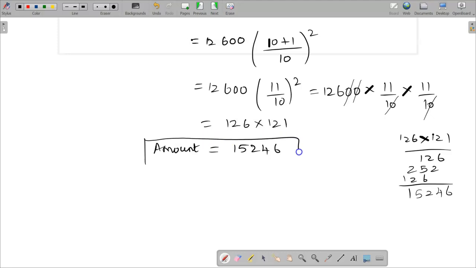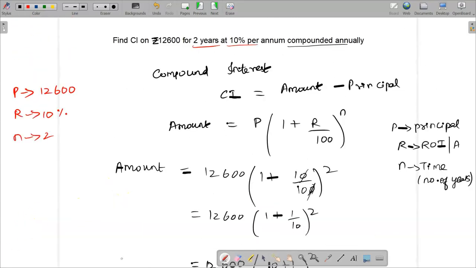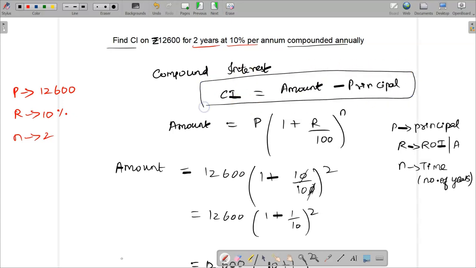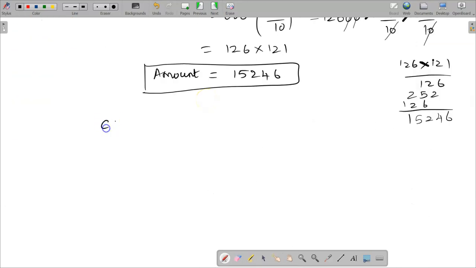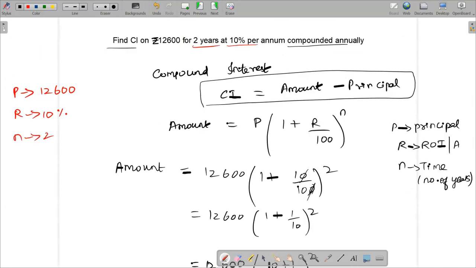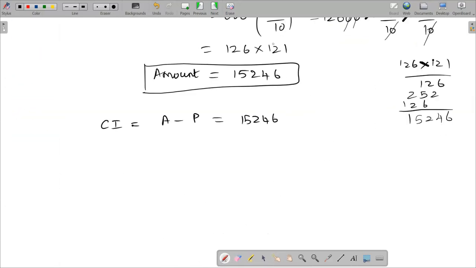This is the amount that we have to repay after 2 years for the principal amount which we have borrowed, and the interest is annually compounded. Okay, but again they didn't ask the amount, but they are asking for compound interest. Compound interest is given by this formula, that is amount minus principal. Okay. So compound interest is given by amount minus principal. So, 15,246 is the amount, and then principal amount is 12,600. So, just subtract both the values so that we can get the compound interest.